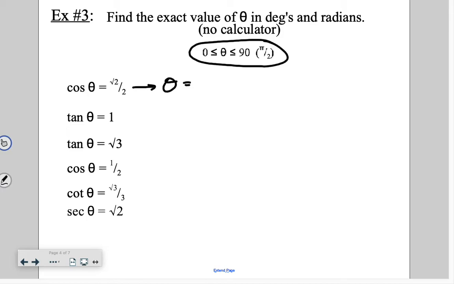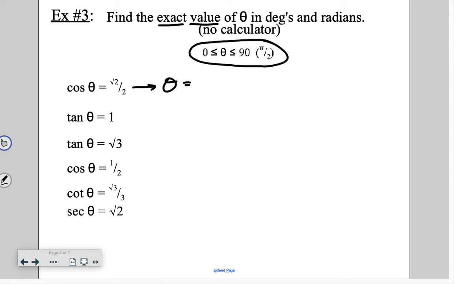The other thing I want to point out is this. Anytime you see find an exact value, they mean don't use a calculator. Leave the square roots. If it's square root of 2 over 2, then put it down as square root of 2 over 2. Leave your answers in exact answers. Okay, so here's the first question I have for you. All this says is the cosine of what angle in the first quadrant is square root of 2 over 2?